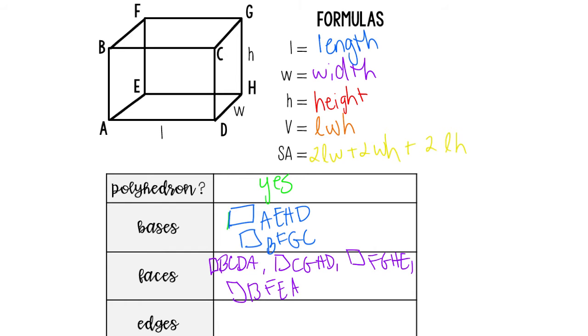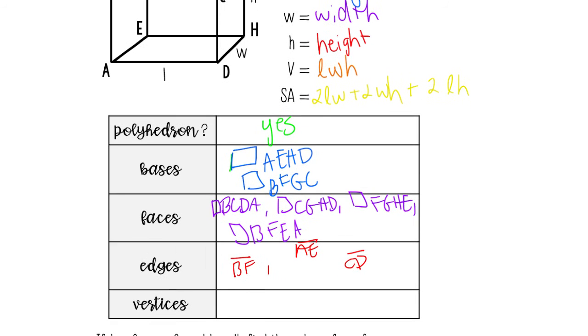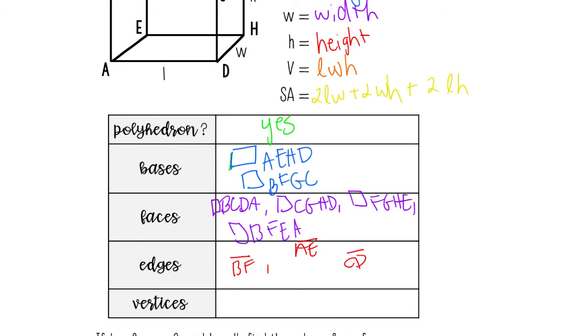Edges, we know what these are. These are the lines that are connected by points all around our prism. So for instance, we could say BF or AE or segment CD. Any lines around the prism will work. Vertices are the letters that make up our prism. So A, B, C, D, E, F, G, and H.